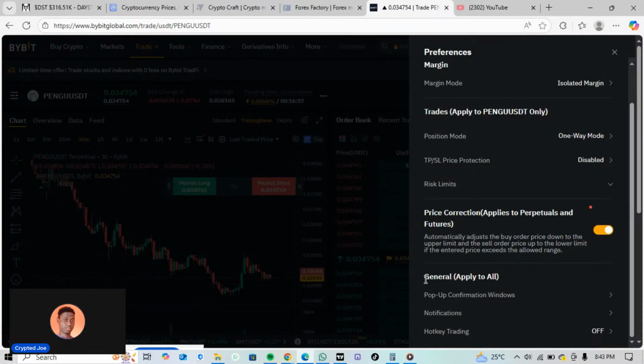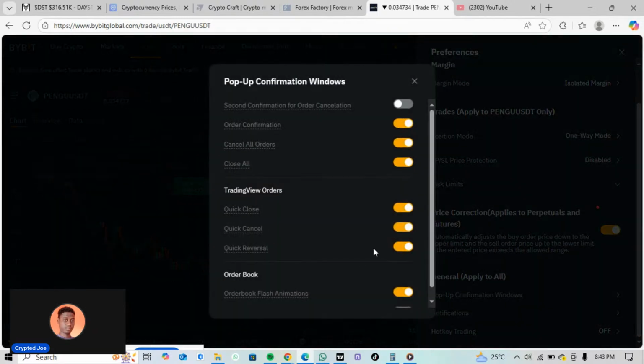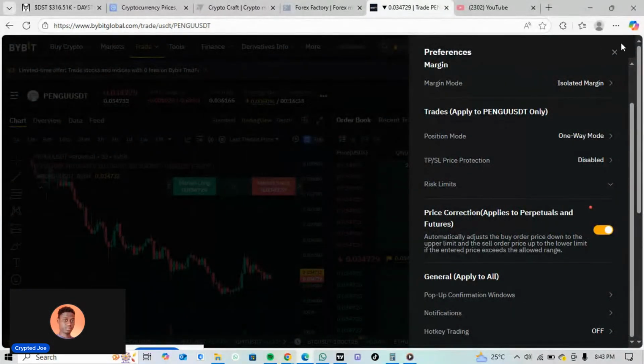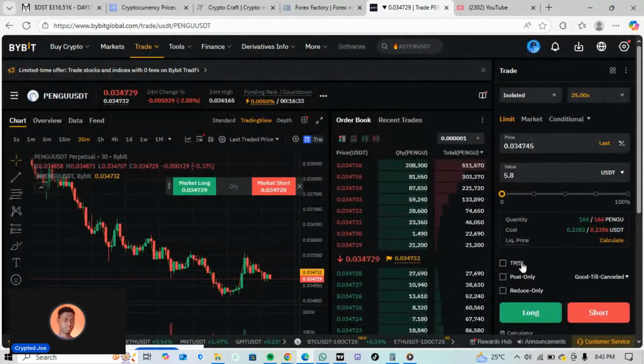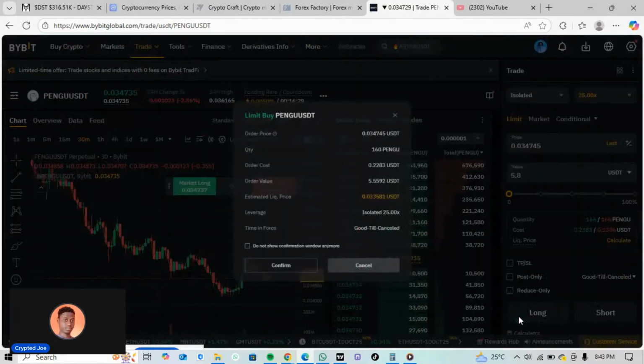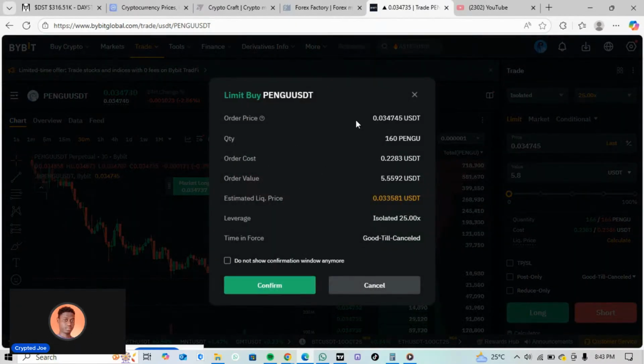Very good. General, you go to the settings there. On your mobile phone, it's on three dots. Click on the three dots. You click on confirmation or pop-up confirmation window. You click on it. You can see it there. The one you activate is order confirmation. You make sure you toggle it on so that confirmation window will be popping up, so I can see liquidation price and your stop loss price. You understand? So this is it.